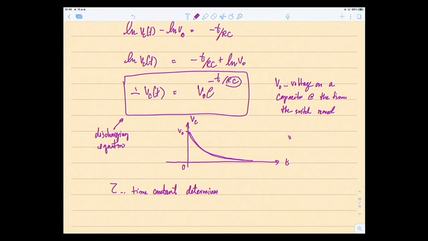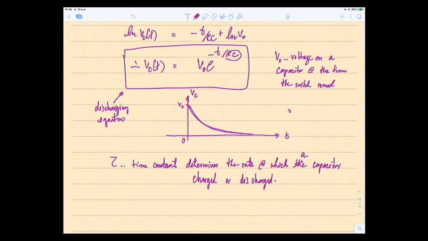So tau is a time constant. It determines the rate at which a capacitor charges or discharges. For a capacitor, tau equals R times C, and the unit is second. The unit of tau is the time, second.